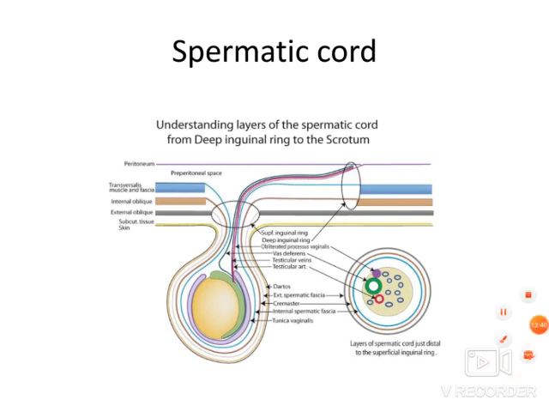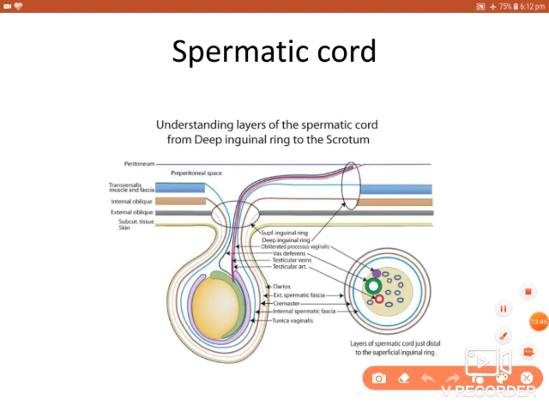Then coming to the spermatic cord. So the testis is suspended in the scrotum by means of the spermatic cord. Its main content is the vas deferens or ductus deferens, with some layers of tissues also there. Here this is the scrotum, and this is the testis.